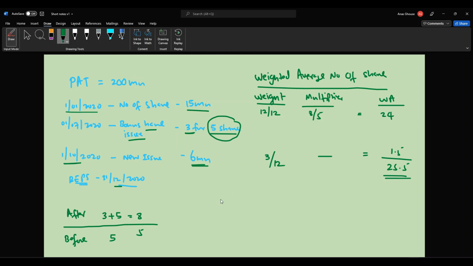How do you calculate the basic earnings per share? That will be 200 million profit after tax divided by 25.5 million. 200 divided by 25.5 is going to be 7.84. So this is how you calculate the basic earnings per share.